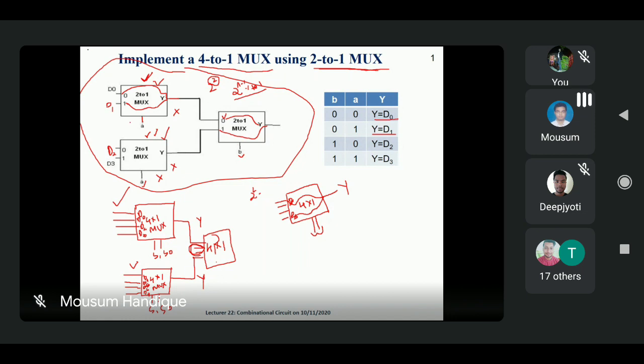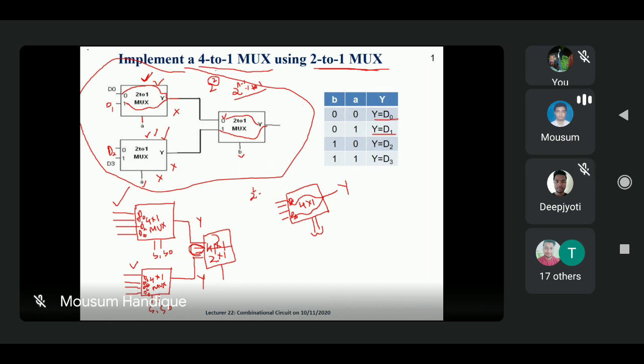Just a minute. This one we are not using 4 into 1 MUX. Instead of 4 into 1 MUX, if we are using 2 into 1 MUX. Yes or no? You are saying like that? No, sir. I am telling to take 2 into 1 MUX as an input and 1 4 into 1 MUX, and then we can get 8 to 1 MUX.